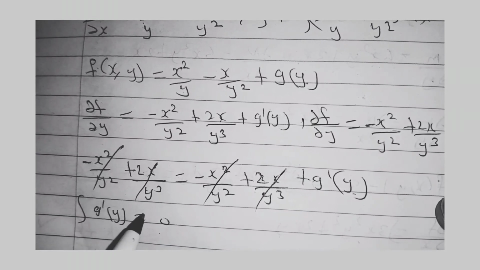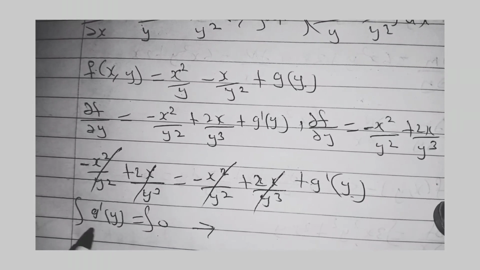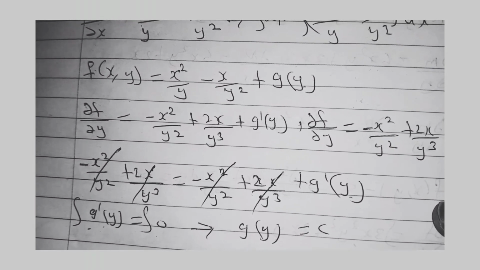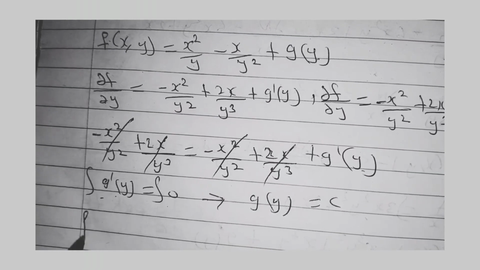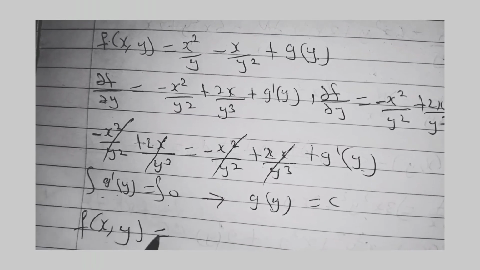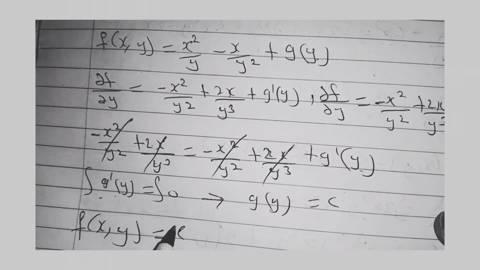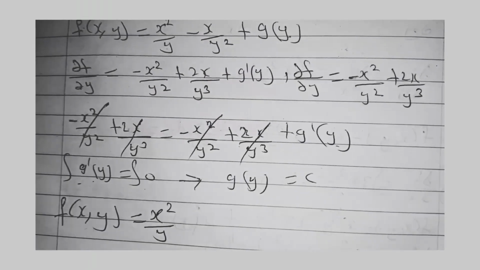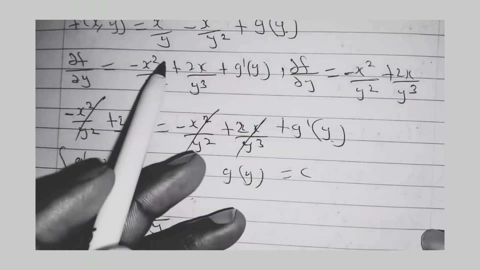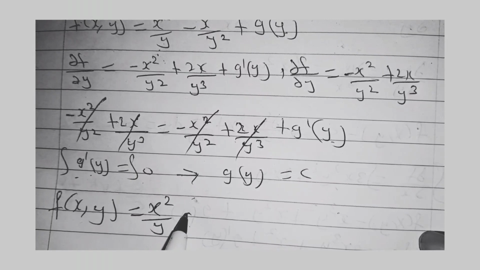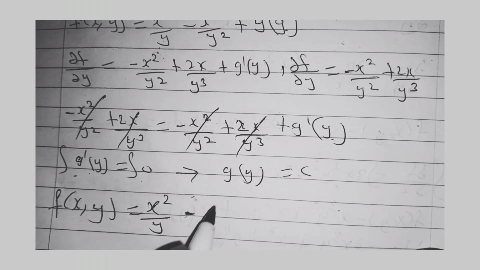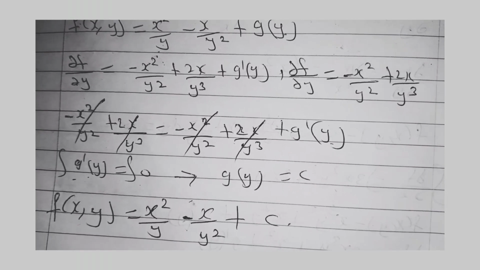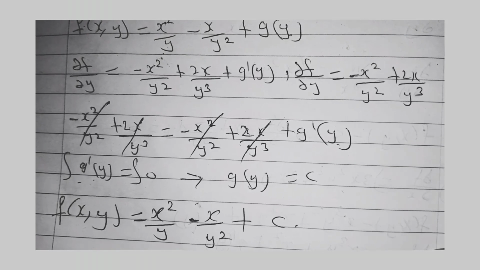You integrate this, both sides, to obtain the following. So when you integrate and differentiate, you remain with that function, which is equal to constant c. So our final solution will be f of x, y is equal to x squared divided by y, from the function above here, minus x over y squared plus constant c. So that is the solution of our given ODE.